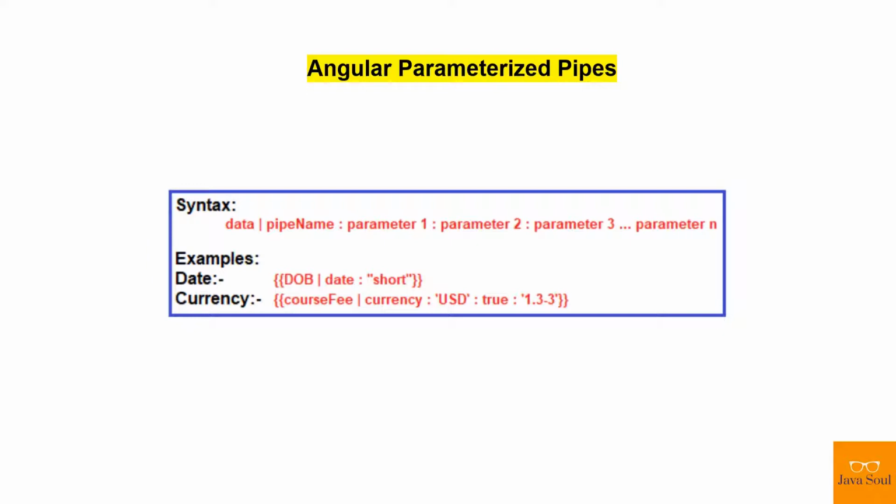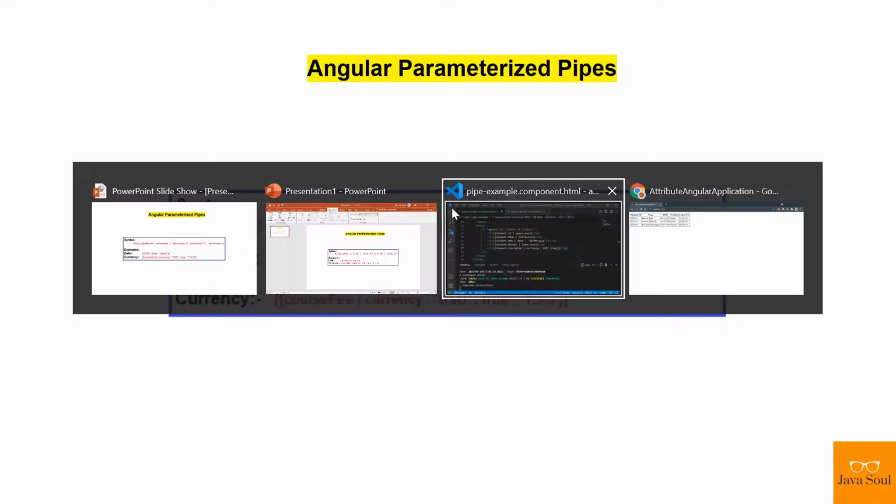Think of it like the DOB data you have; you use the date pipe and it converts it into a short format. There are other formats of date we have, and I'll show you an example. The second one is currency, like the fee, pipe, currency, USD, and you can see here 1.3-F and 3. I'll let you know the meaning of this 1.3-F and 3. First, we will see the date example here. So let me show you.